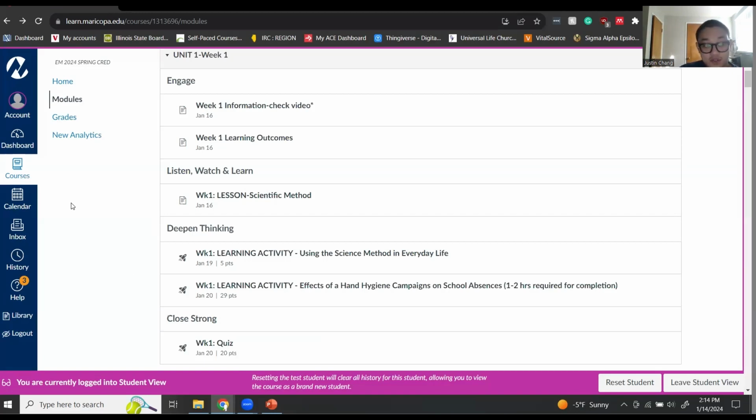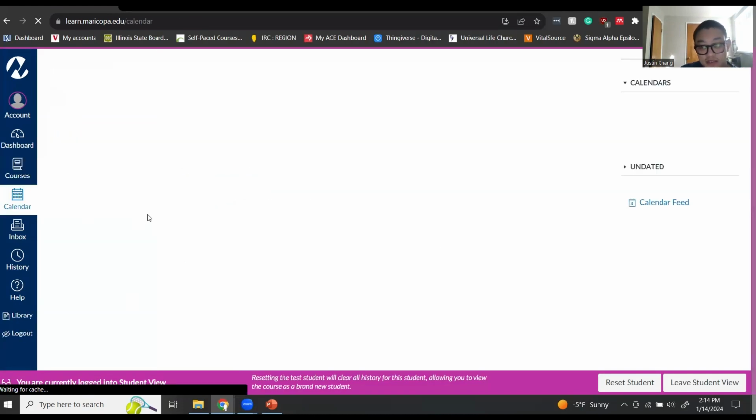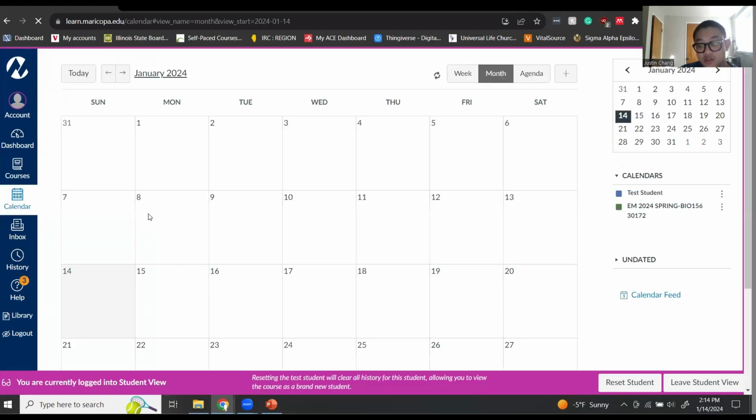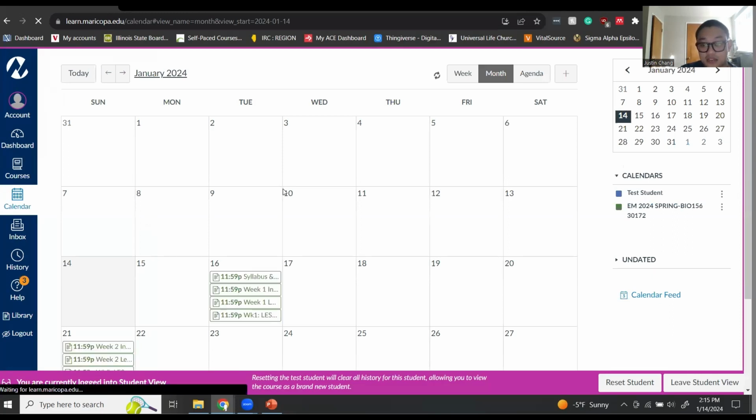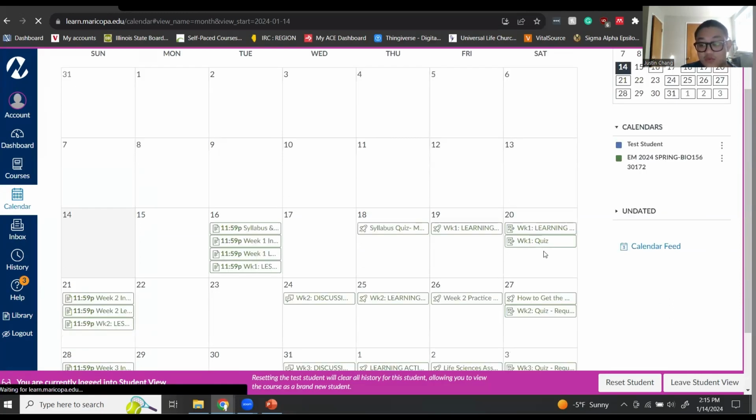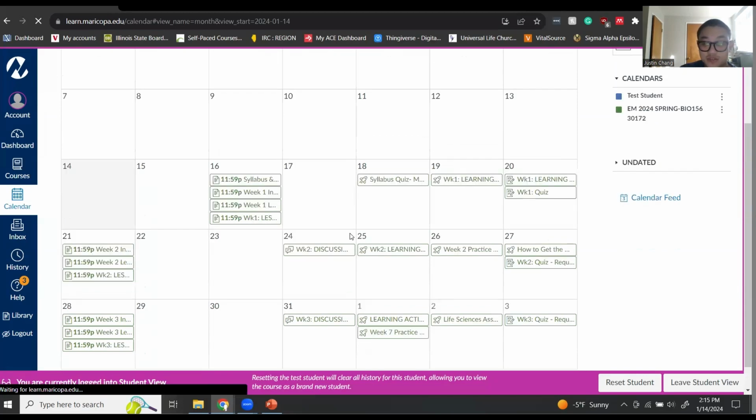Another way that you can view all of this is if you go to our calendar, you'll notice that it's also going to show you exactly when things are going to be due. So again, it gives you a more visual representation of exactly when you should be doing certain things.